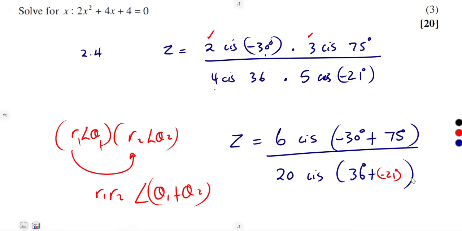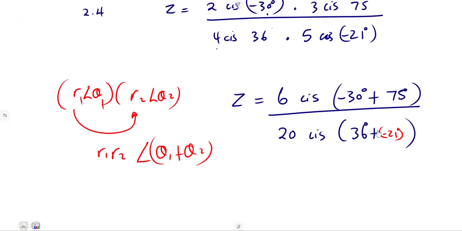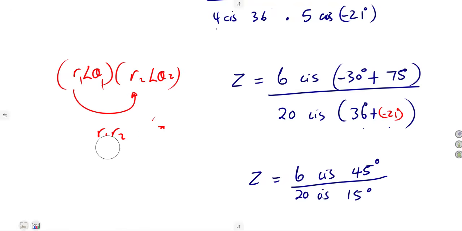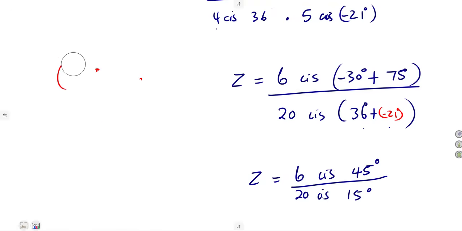Okay, so this is it. Let's simplify and have a single term. It's going to be 6 cis 45 degrees, since 75 minus 30 is 45 degrees. This is 20, and the angle is going to be 36 minus 21, which is 15 degrees.